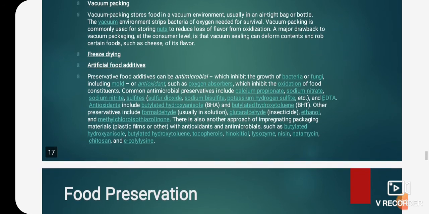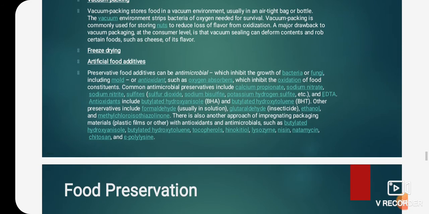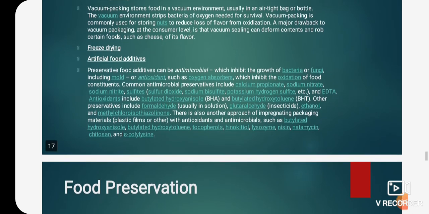There is also another approach of impregnating packaging materials with antioxidants and antimicrobials, such as butylated hydroxyanisole, butylated hydroxytoluene, tocopherols, hinokitiol, lysozyme, niacin, natamycin, chitosan, and epsilon-polylysine.